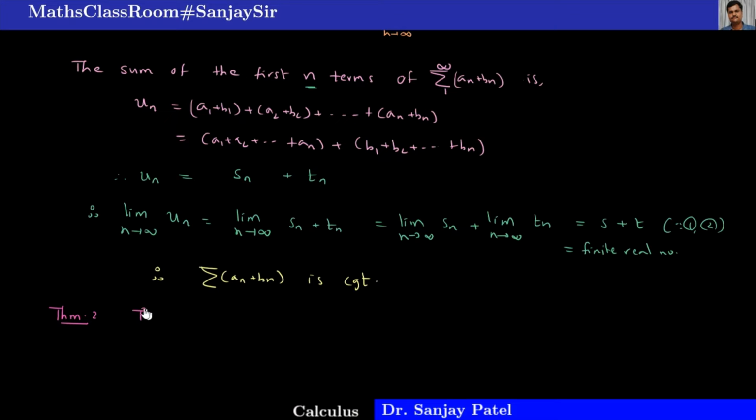If sigma an is convergent and C belongs to R is some constant, then prove that sigma C times an, n equal to 1 to infinity, is also convergent.